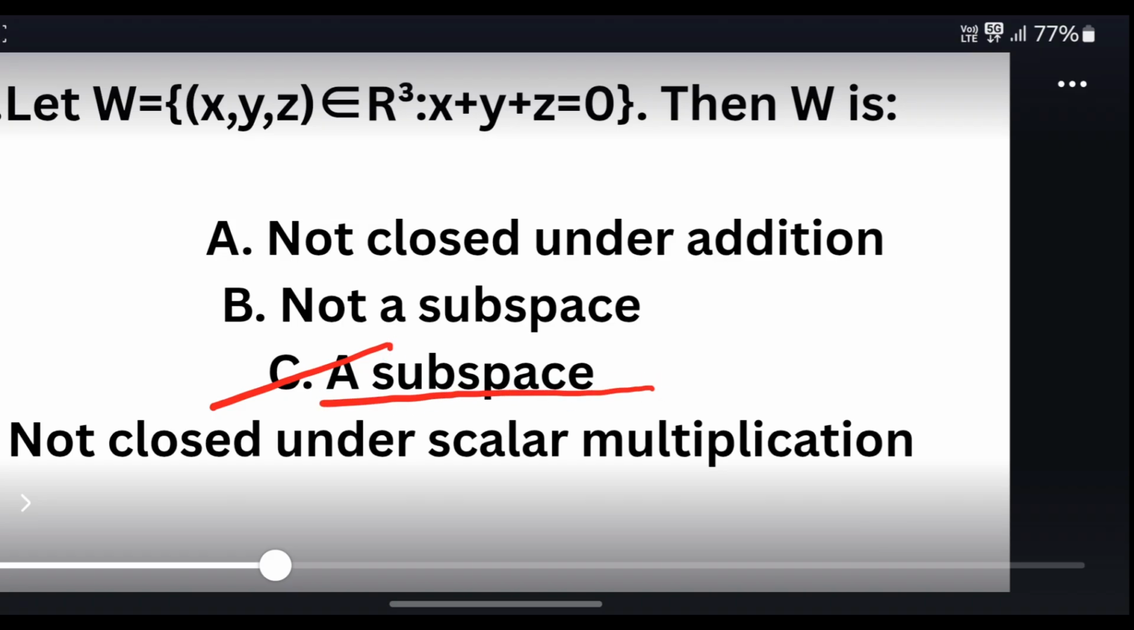When you solve the MCQs, please revise the definitions and properties, what the condition is, what the condition given is, and what we want to apply. Please carefully observe each and every option. Okay, next, the second MCQ.